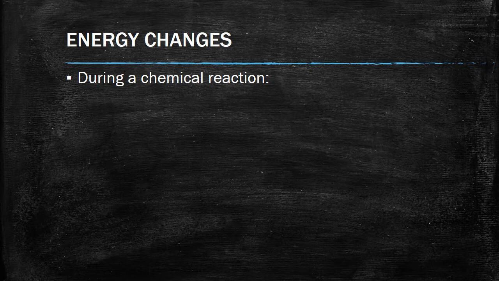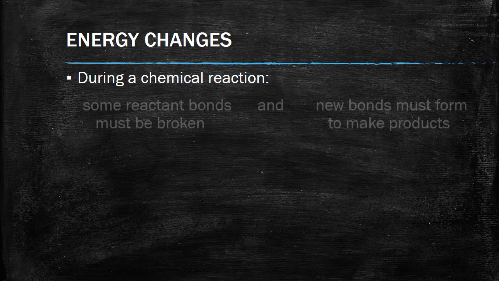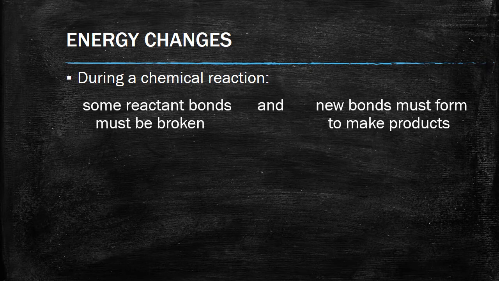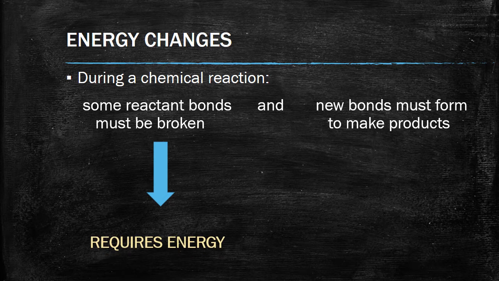So, energy changes that happen during a chemical reaction. Some reactant bonds must be broken. Okay, during a chemical reaction, remember, you have reactants and you have products. Some of the reactant bonds have to be broken first, and new bonds must form to make products. Breaking the reactant bonds requires energy. So in order to break those bonds, it's going to require energy.